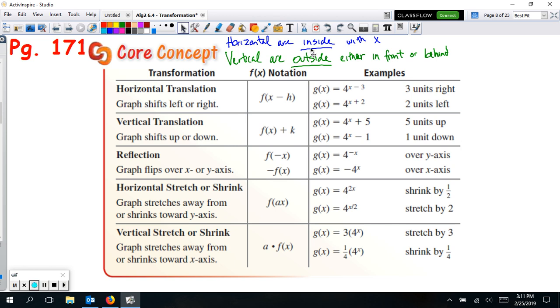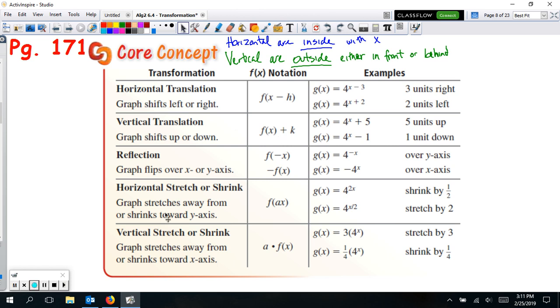And you've got to realize what's going on with these two different types. The horizontal are inside with x. So if we look at all the horizontal ones, this one here is horizontal translation. There's an h number on the inside there, where the x is. In this case, they're all exponentials. So that means the x in the exponent spot is going to say x minus 3 or x plus 3 up in the exponent. You're not going to see parentheses now with these. It's just going to be in the exponent spot. There's going to be a number where the x is. So if it's where the x is, that's going to be a horizontal translation, shifting you right or left.